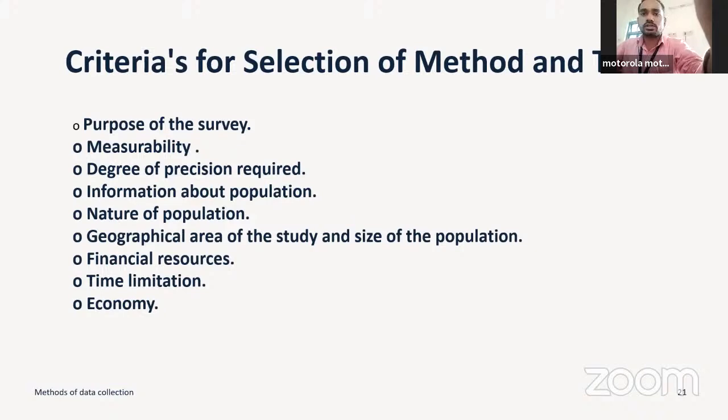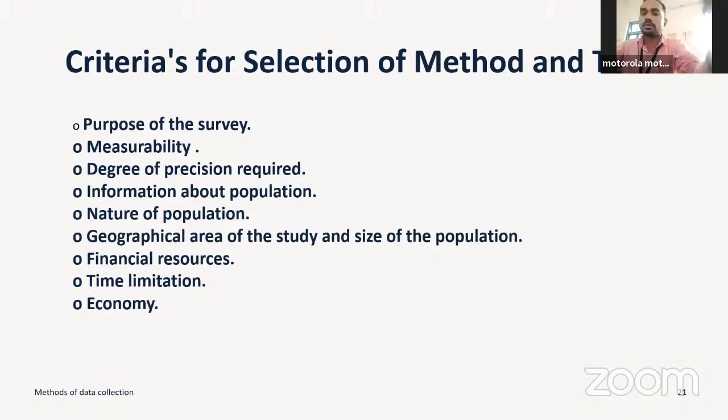Nature of population is also important: the geographical area of the study and the size of the population. We have already seen the different kinds of methods, and which is suitable depends on the type and size of the population. If it is too scattered, then we can go with the cluster method. If it is a limited number, we can go with the simple random method.